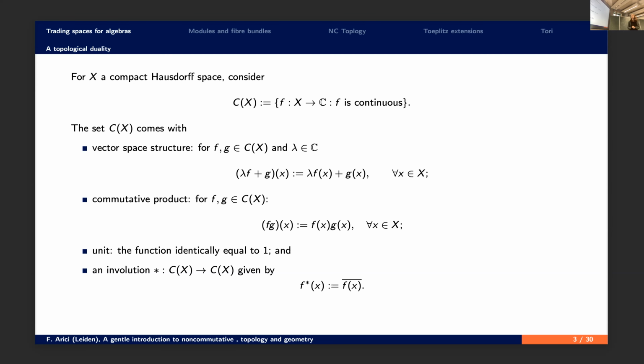because it doesn't affect the product at all. And then there is a further algebraic structure, which is an involution. This is an involution that you get from the complex conjugation in the complex numbers. So for every function, you define the function f star to be the function that in the point X has the value f of X complex conjugate. This is purely algebraic. And there is compatibility between the vector space structure and the commutative product. So it turns out that this set C of X actually is what is called a unital commutative star algebra.